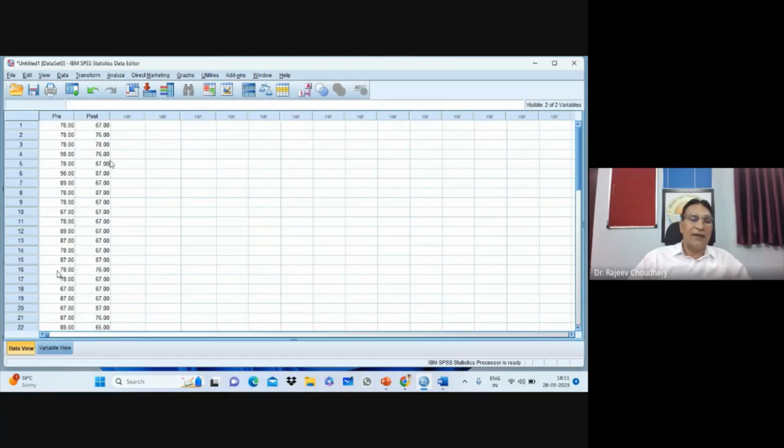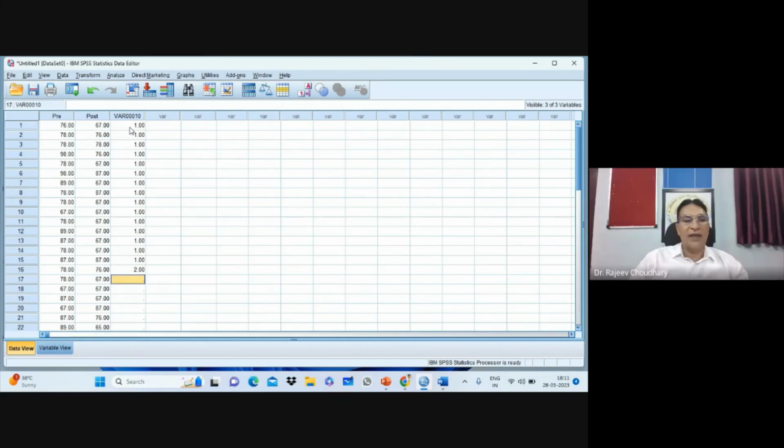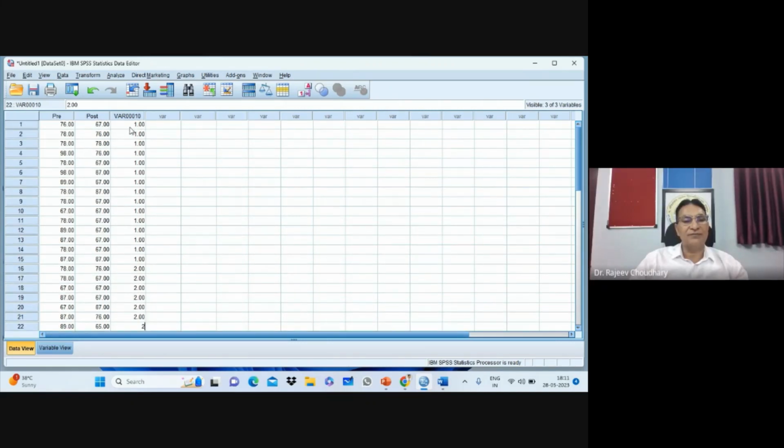Madam, you will agree with my statement. The first 15 scores of both pre and post belong to the experimental group. Is it okay? Yes, sir. Write down in front of both the columns: 1 stands for experimental group and 2 stands for control group. Is it okay?